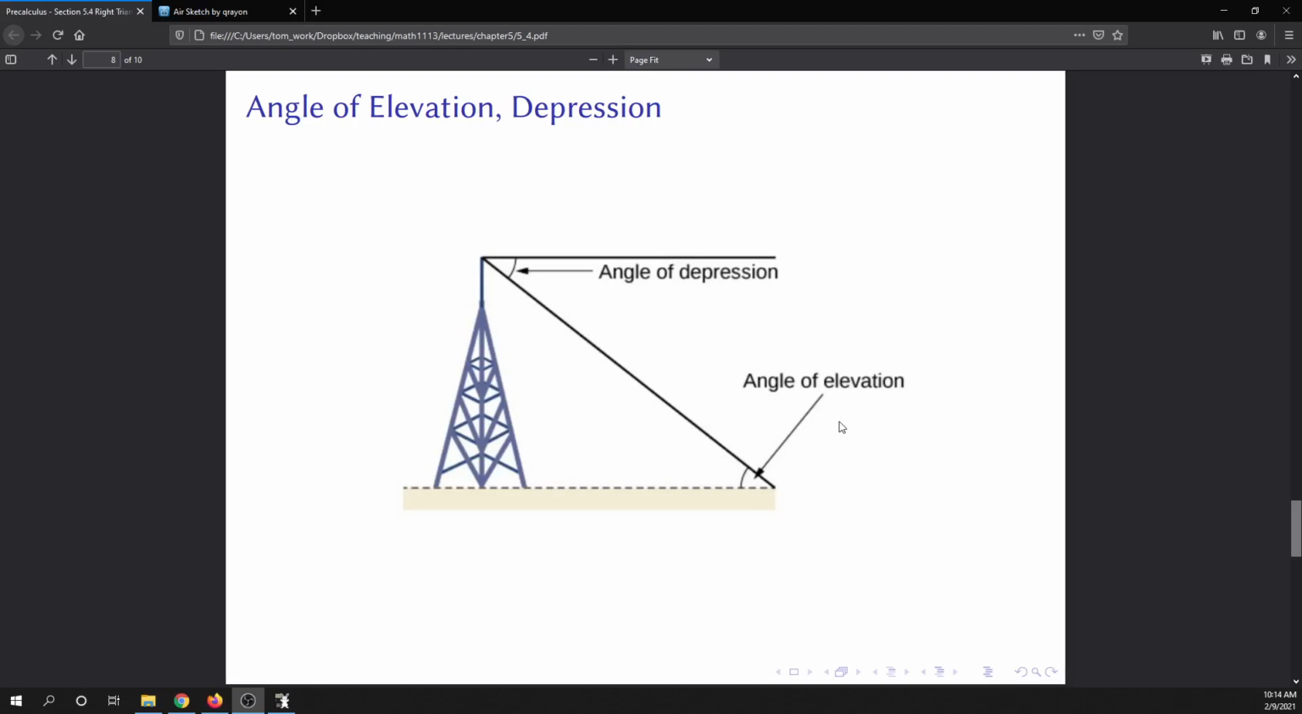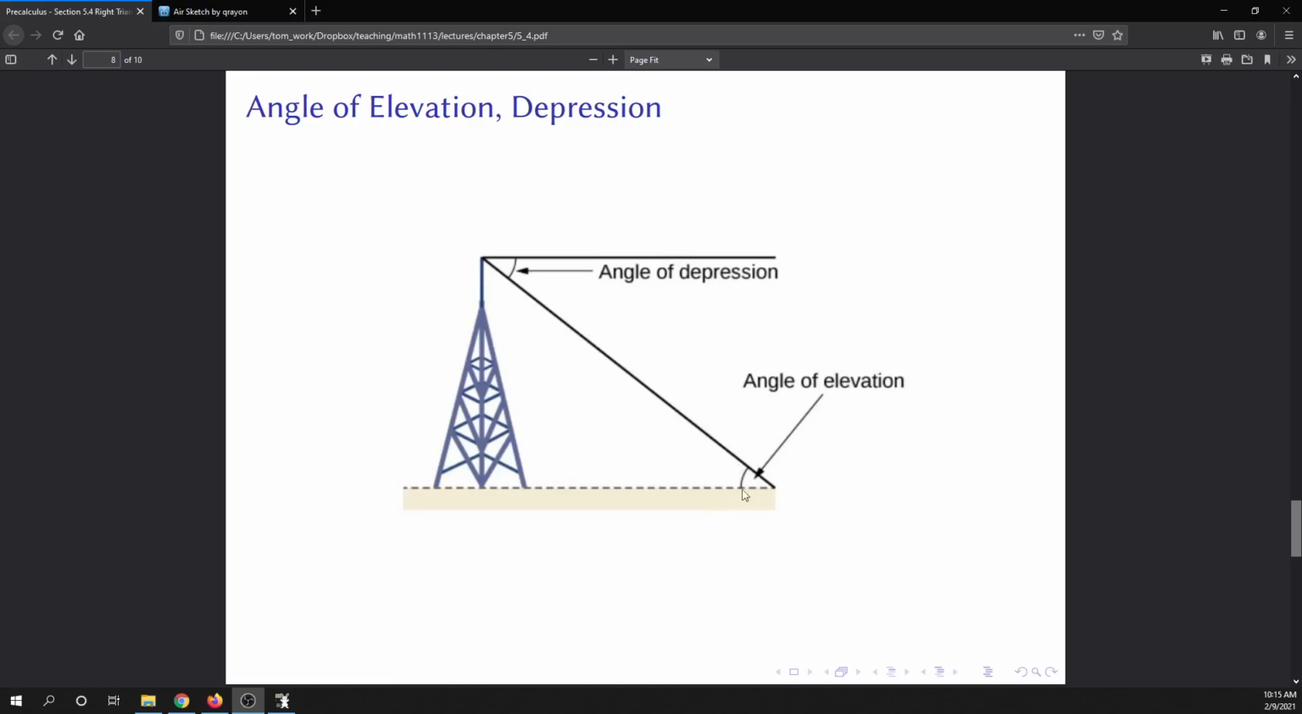The angle of elevation would be if you're looking up at something, right? From a position like, for instance, imagine somebody's standing here looking at the very top of this tower right here. So the angle of elevation would be the angle that's made from horizontal, right? So in this case, the ground level to the line of sight up to the top of the tower there. All right, so that would be the angle of elevation.